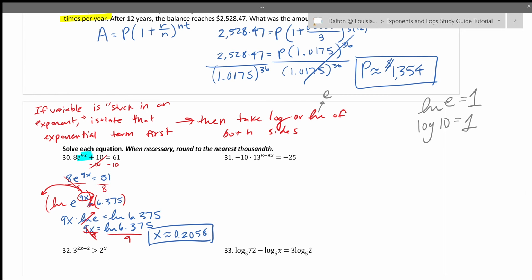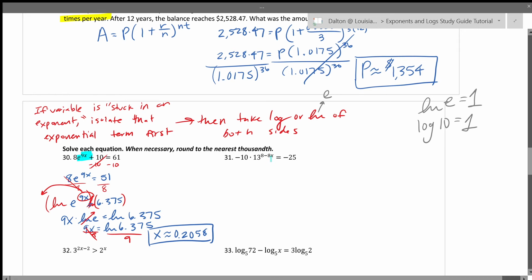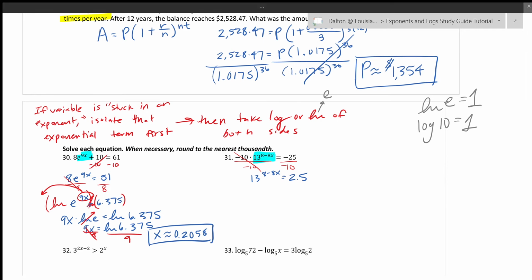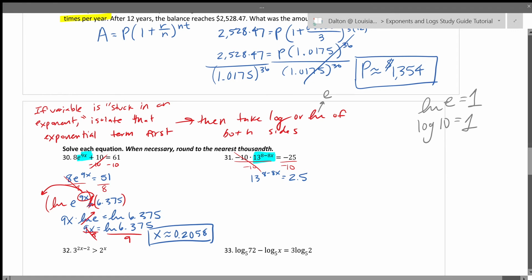Number 31, my exponential term is 13 to the 8 minus 8x power. If I want to isolate that, I'm going to divide both sides by negative 10, so that I get 13 to the 8 minus 8x is equal to positive 2.5. Once it's isolated, you take the log or the natural log of both sides. Now, I don't have e here, so if I don't have e, typically I'd take log. Again, you could take the natural log, it doesn't matter.